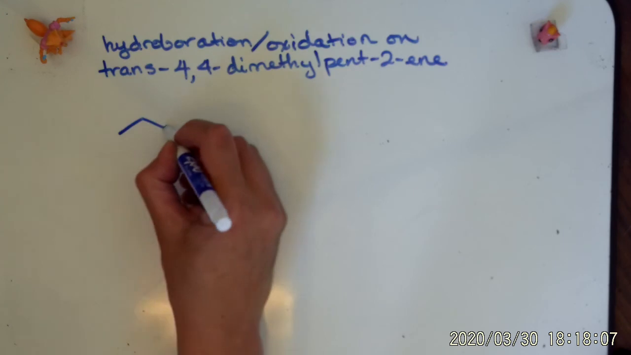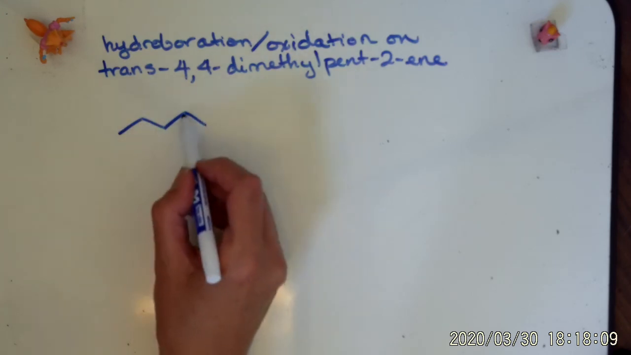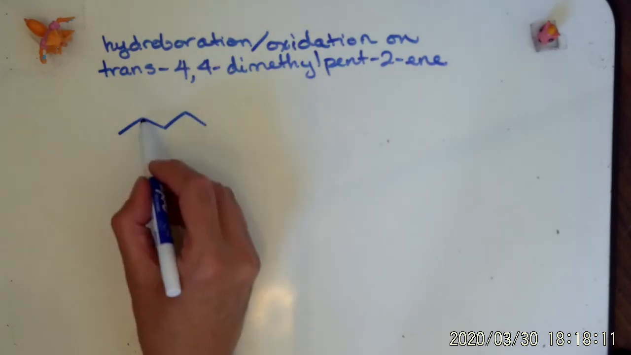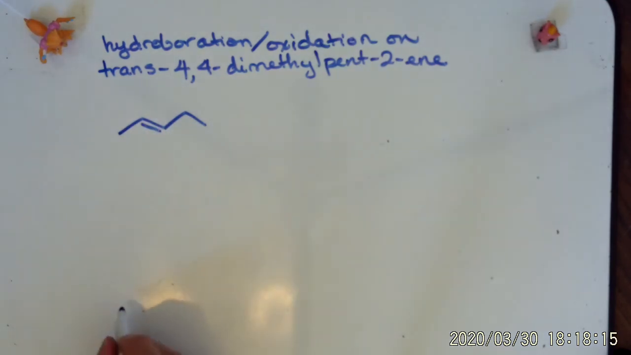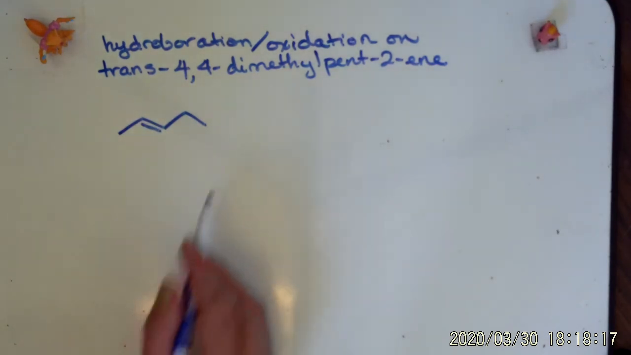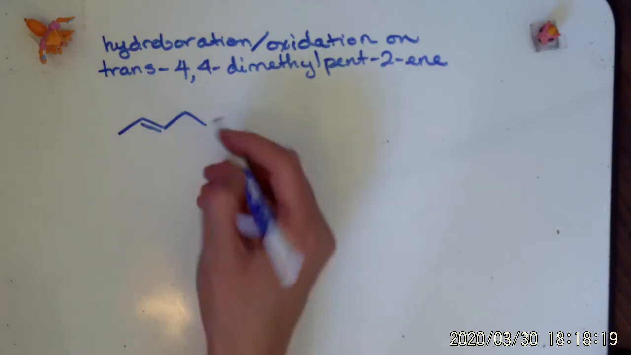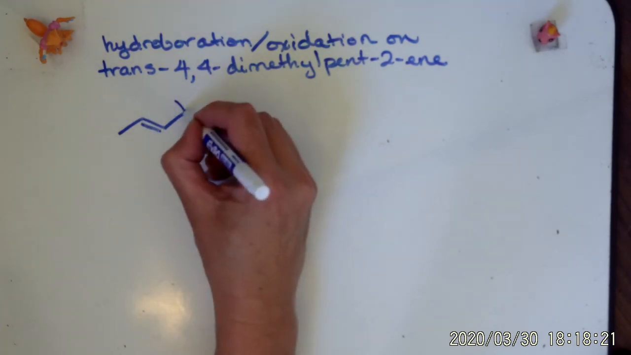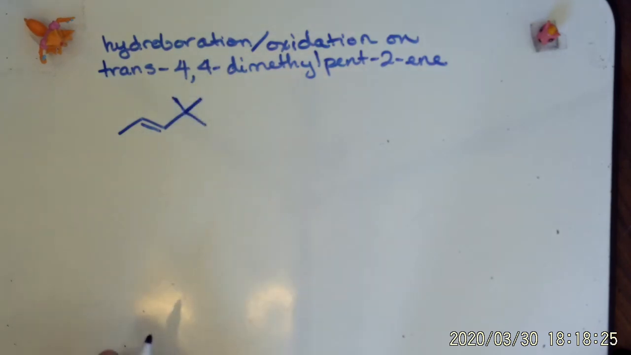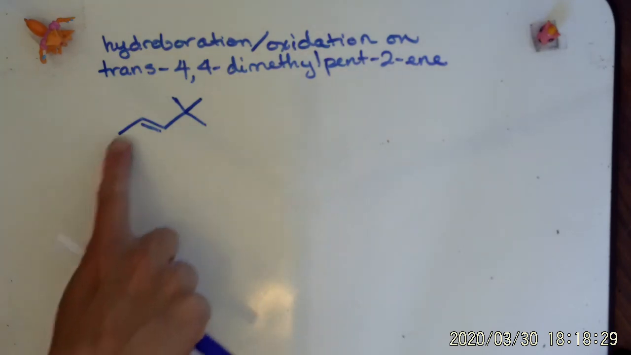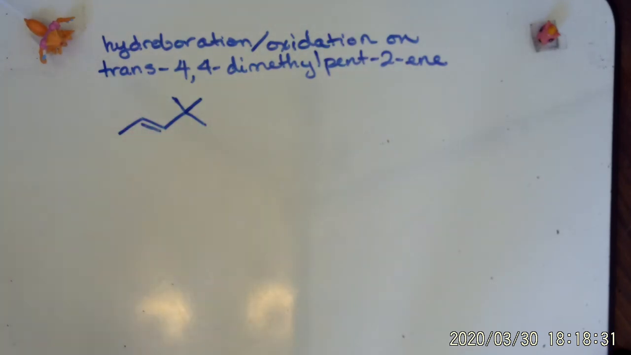1, 2, 3, 4, 5. 1, 2, 3, 4, 5. At the 2 position, right? I have my double bond. Okay, and at 1, 2, 3, 4, I have a methyl group here and a methyl group there. Okay, so far so good. And then this is the trans orientation. Okay, so let's go ahead and see what happens.